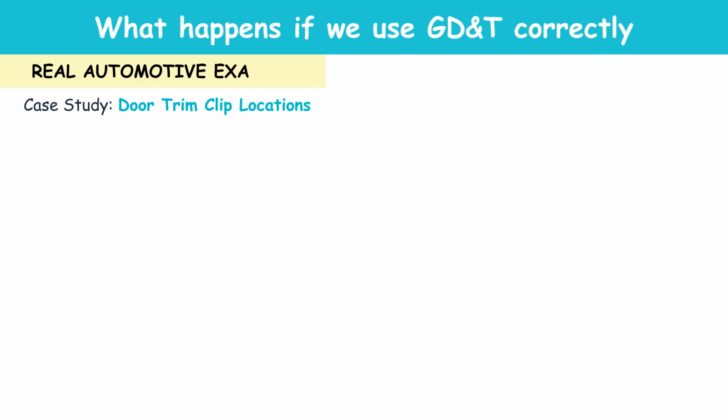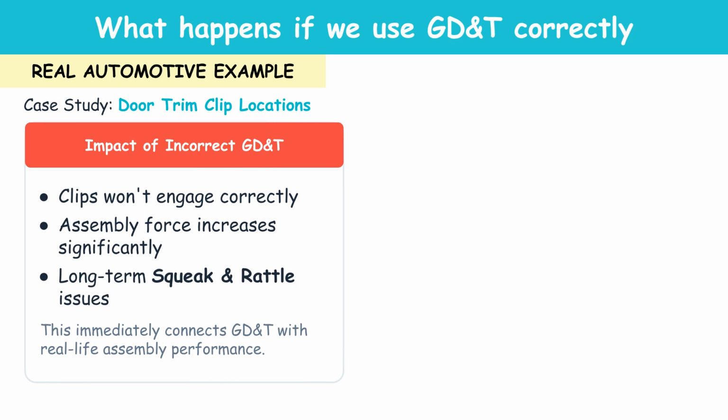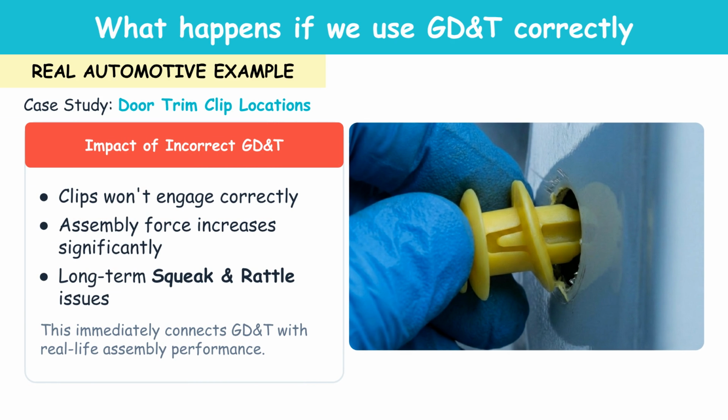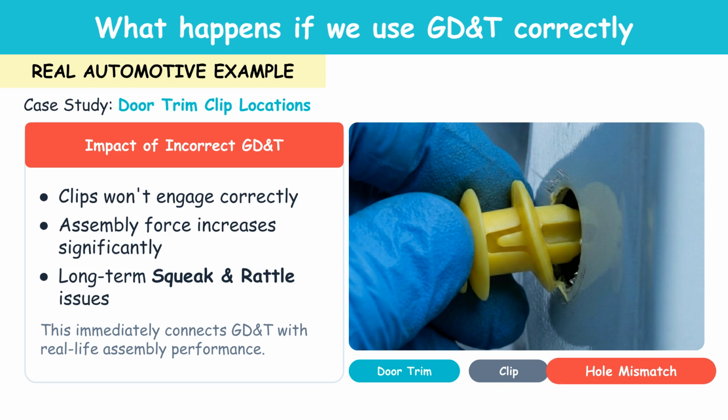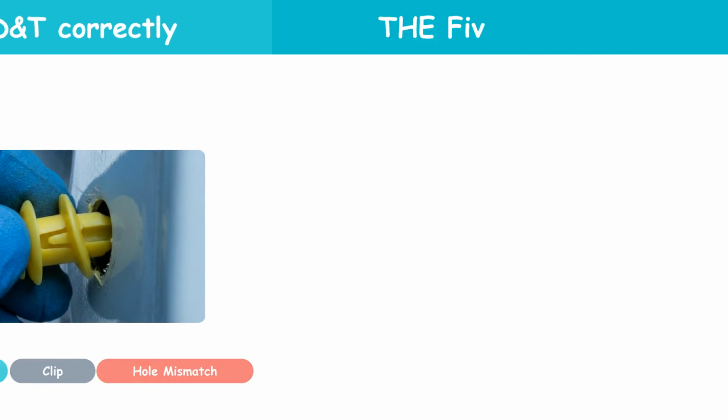Let's look at a real automotive example. Consider door trim clips used inside a vehicle. If the clip holes are not positioned correctly, several problems can occur. The clips may not engage properly, assembly force increases, and over time, the vehicle may develop squeak and rattle issues. This is why GD&T is critical in the automotive industry.